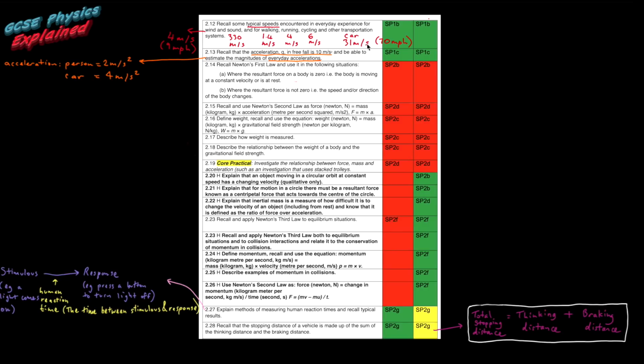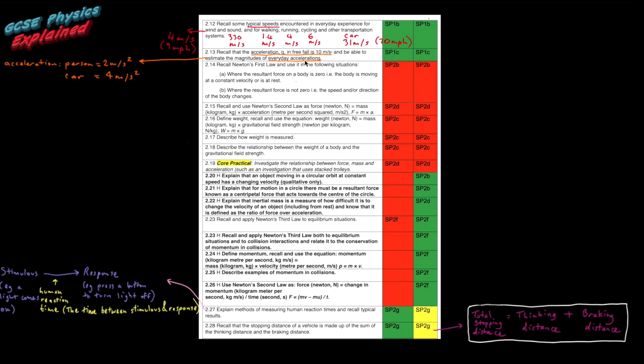You need to be able to recall that the acceleration g in free fall is 10 meters per second squared. So in other words, they're just saying you need to know that gravity on Earth is 10 meters per second squared. 1 mark for being able to say that.